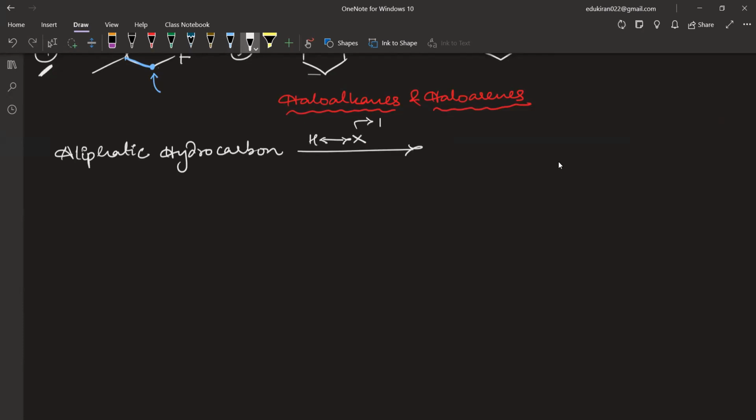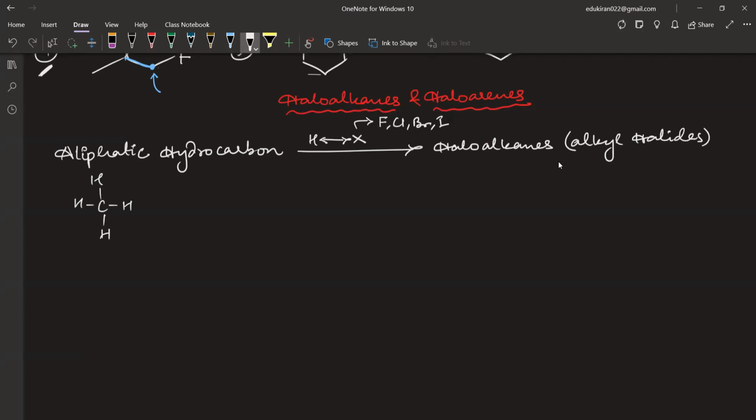What are these halogen atoms? It can be fluorine, chlorine, bromine, or iodine. So when you remove, now this is not a reaction, we are just saying how you can identify this. So you will be getting haloalkanes, and these are also known as alkyl halides.